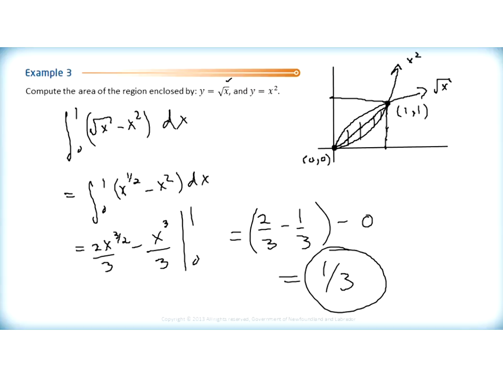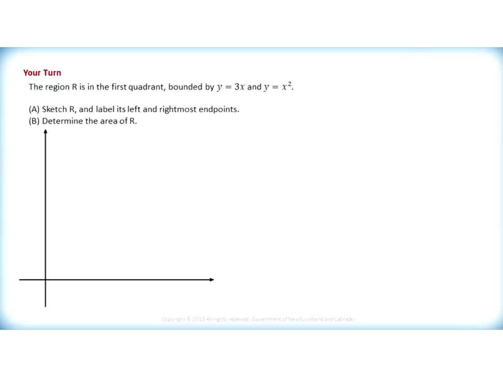Neat. All right. So the your turn question. The region R is in the first quadrant, and it's bounded by these two monsters. So it says sketch R and label its left and rightmost endpoints. So it gives you a hint that you got to find them. Then determine the area of R, which is the region that's contained in between them or bound by them.